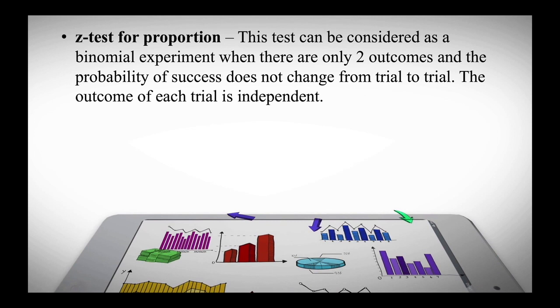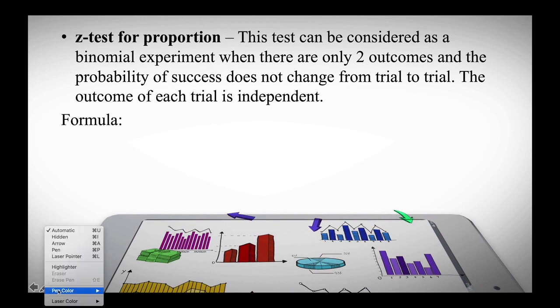Somewhat like true or false, yes or no, 0 or 1. And the probability of success does not change from trial to trial. The outcome of each trial is independent from each other. And we have this formula for z-test for proportion. Let's have my pen first.